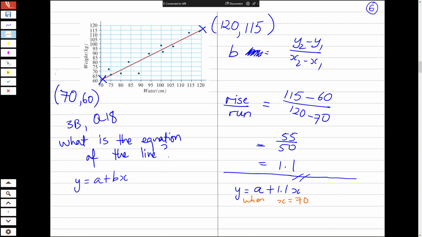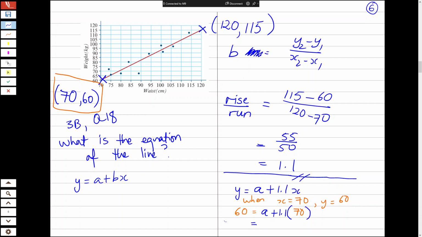All right, so I'm using this point here. When x equals 70, y equals 60. So 60 equals... Come on, you should know this. It's quick. Unfortunately. It's all right, I'll forgive you this time. It's been a while since I've understood this.